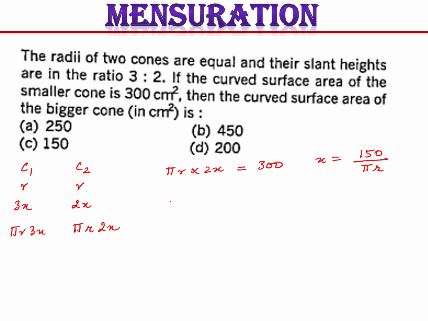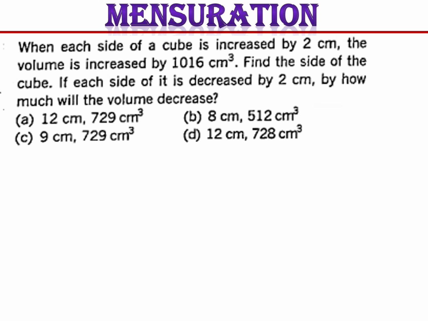Next, let's say the curved surface area is C1, which is pi r into 3x. So x can be written as 150 upon pi r. This pi r gets cancelled. So my answer is 450. So that's the curved surface area of the bigger cone. So my option B is the correct answer. Hope this question is clear. So we move to the next question.